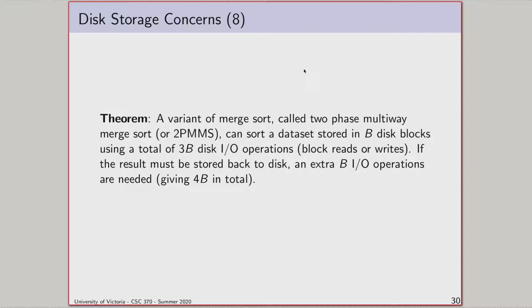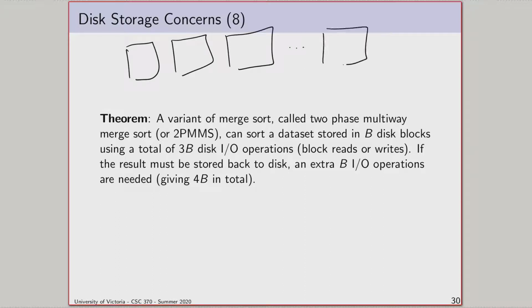There is a variant of merge sort, a special style of merge sort. If I have this data set that occupies a whole bunch of blocks, and there are B of these blocks, then there is this special type of merge sort called two-phase multi-way merge sort. You can take a look in the book for how it works exactly. It can sort a data set, so the table takes up all of these blocks, and the table could have lots of rows per block. It can sort the rows of that table using a total of 3B disk IOs.